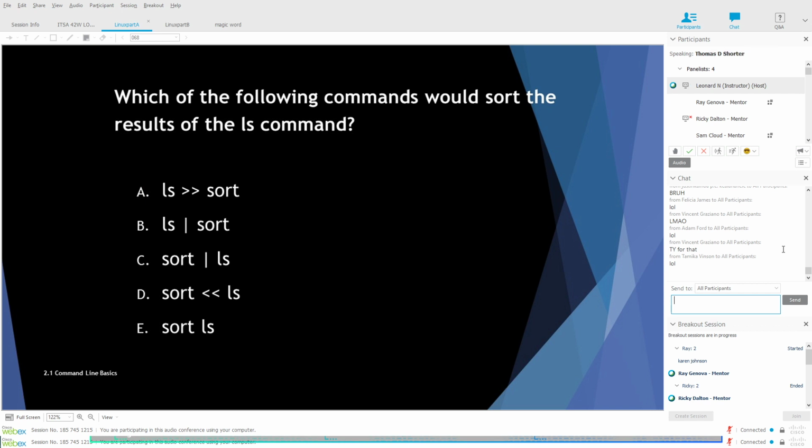Which of the following commands would sort the results of the ls command? It's almost like you guys know how pipes work. Maybe doing a fortune, pipe, cowsay, pipe, LOL count or something. I don't know. You may have seen that somewhere before.